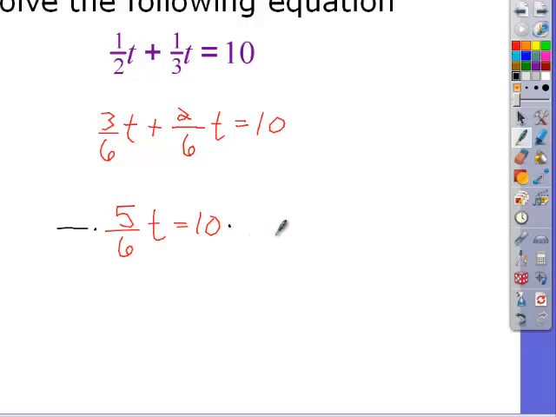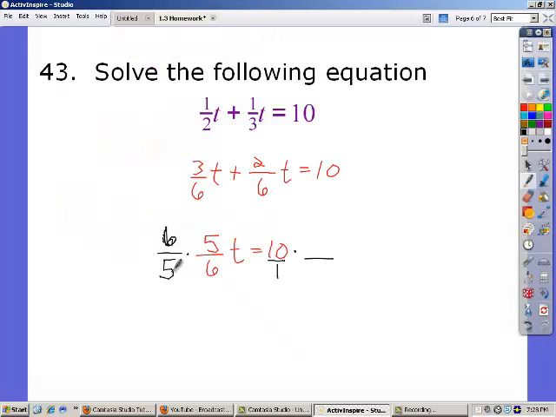And remember, what we do to one side, we have to do to the other. So we're going to turn 10 into a fraction. So remember, any whole number can be written as a fraction over 1. And then we're going to multiply by the reciprocal of this fraction right here. So what is the reciprocal of 5 over 6? 6 over 5. And we're going to multiply that on both sides.